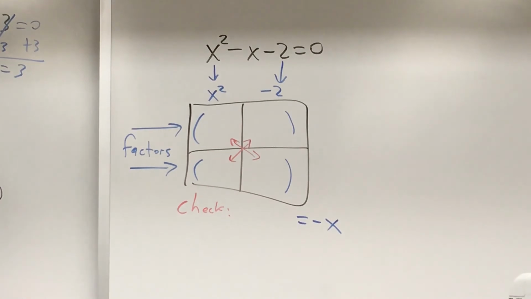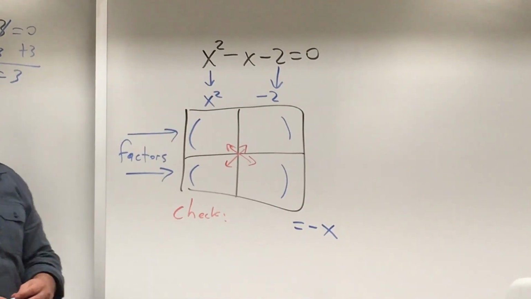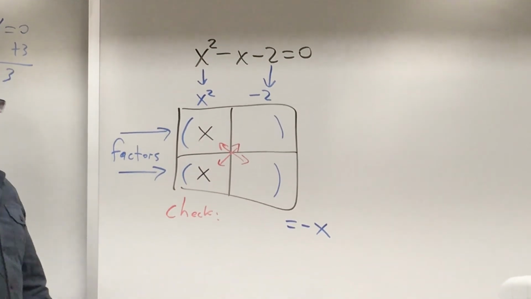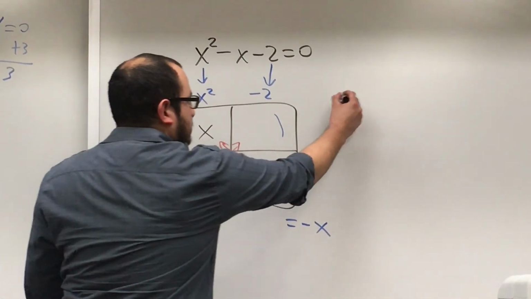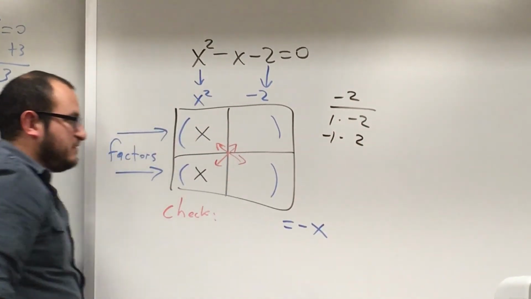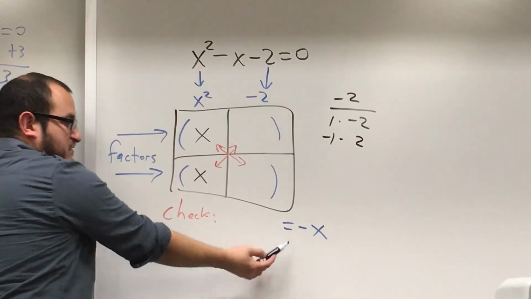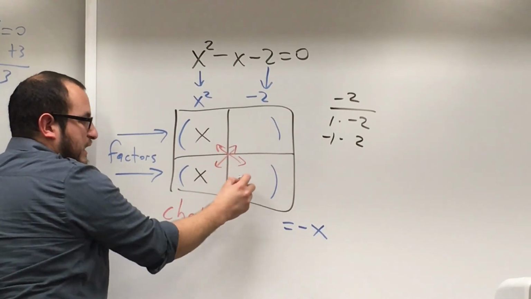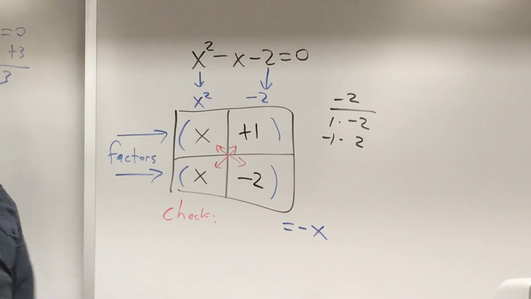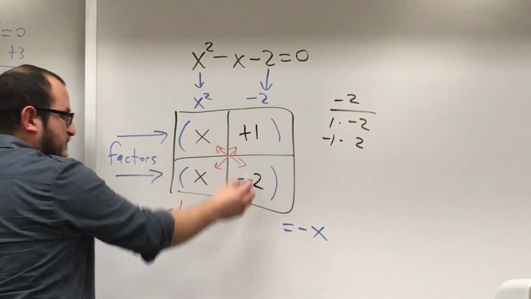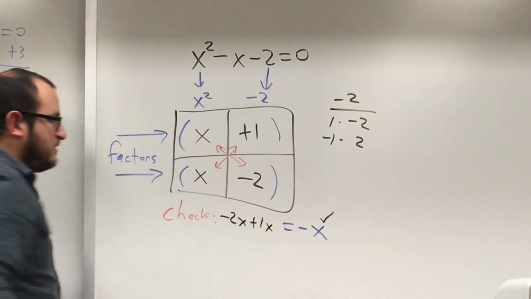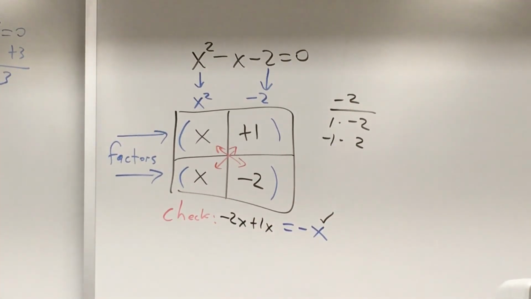All right. So how do we get x squared? It's x times x. And how do we get negative 2? There's two ways. We either get 1 times negative 2 or negative 1 times 2. So if you look at this number, it's negative 1, therefore negative 2 has to have the negative. This one has to have positive 1. Cross multiply, we get negative 2x plus 1x gives me negative x. And now you found your factors.